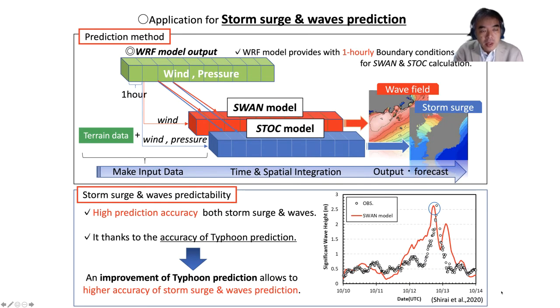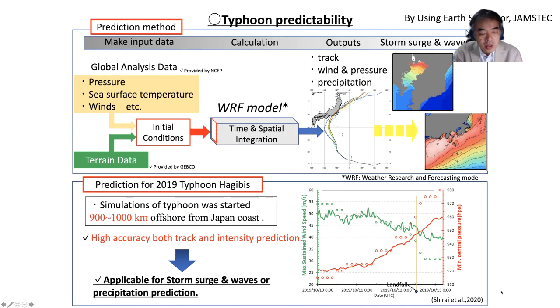We also applied it to storm surge and wave prediction. This is the system of how to predict the storm surge and the waves. And we conclude that at 900 to 1,000 kilometers offshore from the Japan coast, we obtained high accuracy in both track and intensity. So the evacuation simulation will be connected with this simulator. Then we can support the evacuation route or evacuation plan.